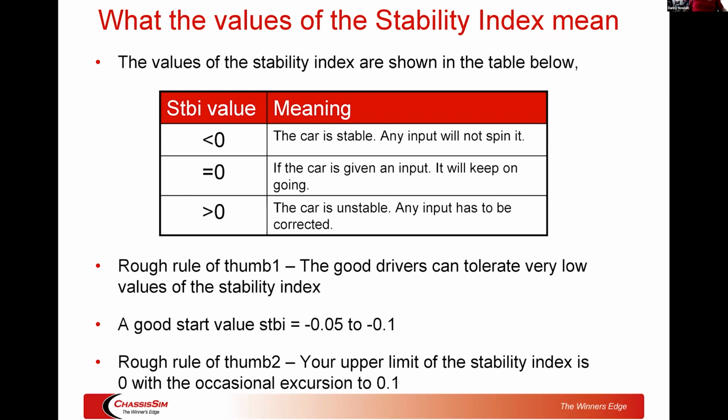Okay, so rough rule of thumb, the thing that sorts out the Lewis Hamiltons, the Max Verstappens, the Jimmy Johnsons, the Scott Dixons, your AJ Foyts from your mere mortals is they can tolerate a car with very, very low values of stability index. They're the things that separate your superstars from driving Miss Daisy. Now, a rough rule of thumb, a good value of stability index is about -0.05 to -0.1. And rough rule of thumb too, you get the occasional excursion to about 0.1, but again, we'll talk about the significance of that shortly.